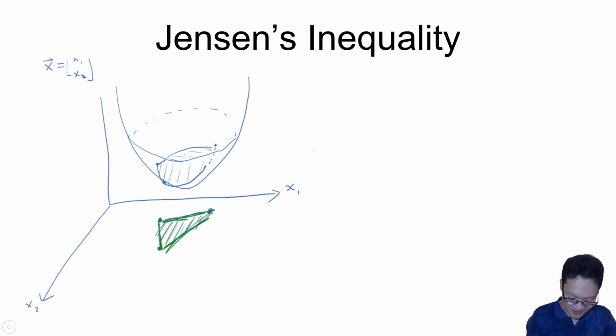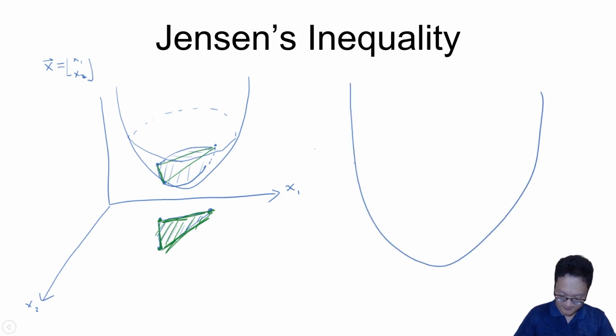The convex combination of the function values is going to be a plane formed by these 3 points. I know it's a bit hard to see here, but the plane is always going to be above the portion of the surface corresponding to the inputs, right? So maybe I can try again on some other one, maybe I can try again here.